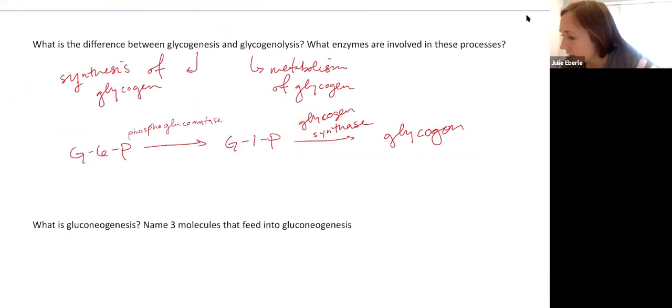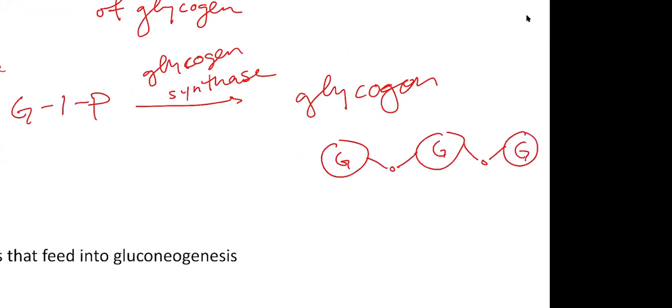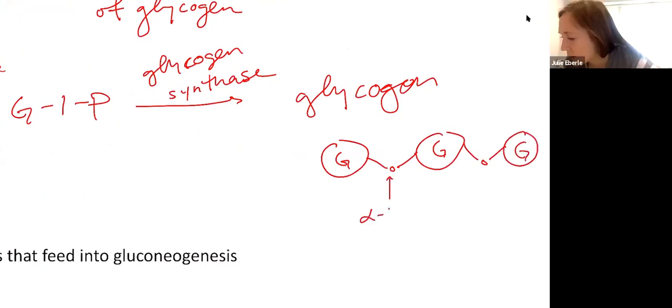So if we have one glucose here, this is linked to the next one via a, anybody remember what kind of linkage that is? Alpha 1,4. Alpha 1,4 linkage. Those are the kinds of glycosidic bonds that hold glycogen together.